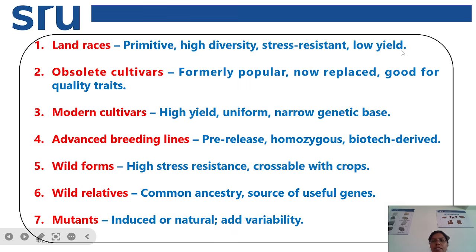Land races are low yielders, whereas modern cultivars are high yielders. Land races are not uniform, and modern cultivars are mostly uniform. So these are some of the differences between land races and modern cultivars.